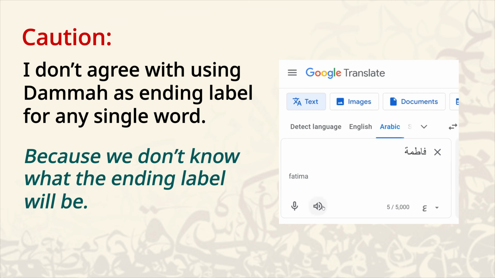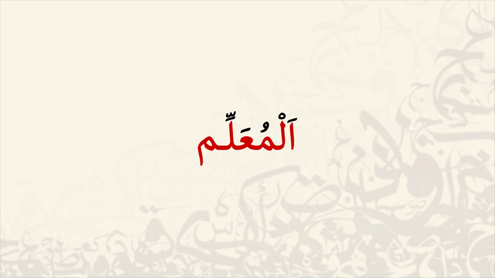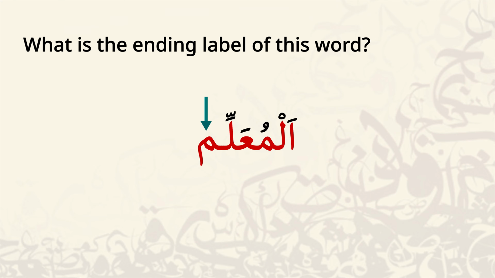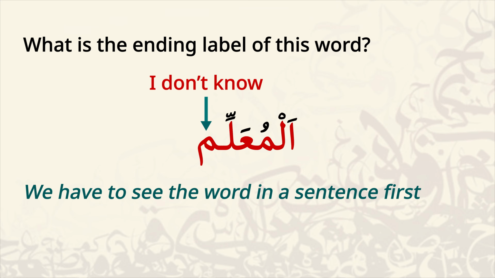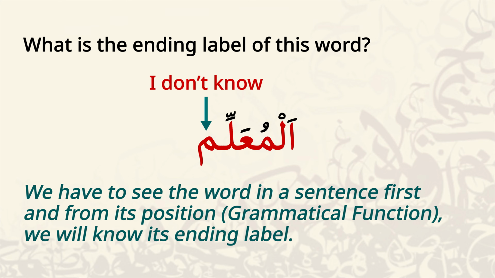I don't agree with that. The reason is we don't know for sure what the ending label will be. It might be any of the three labels, ضمة, فتحة, or كسرة, or even سكون in some special cases. If I have a single word like this and someone asks me what the ending label of this word is, the answer is, I don't know. You have to put it in a sentence first, and from its position, its grammatical function, from its i'rab in the sentence, we will find out which label it will take, as it might change from one sentence to another, as we have seen with the word al-muallim previously.